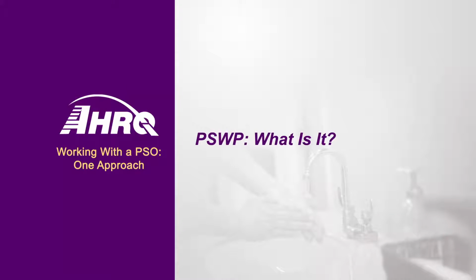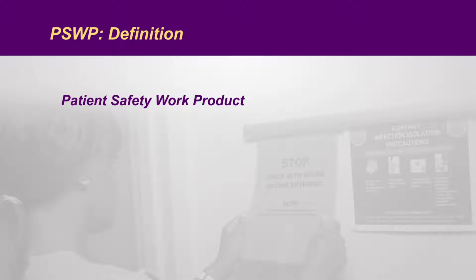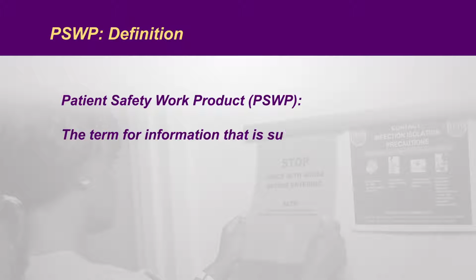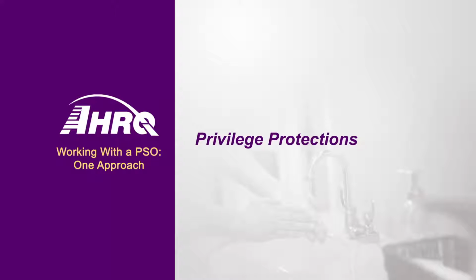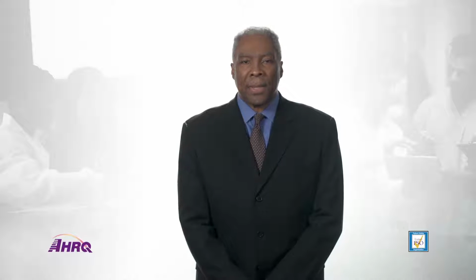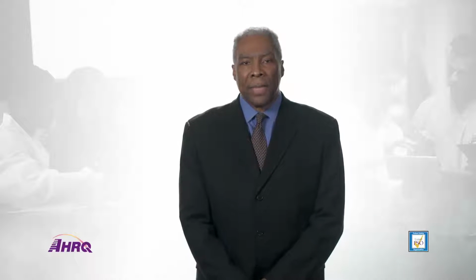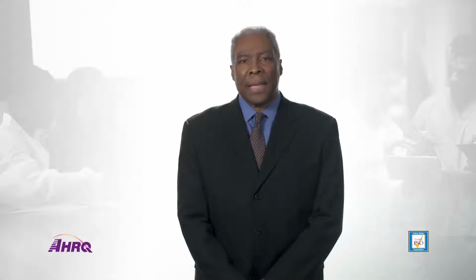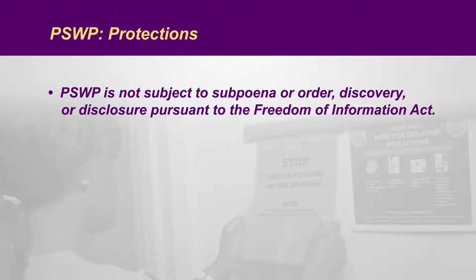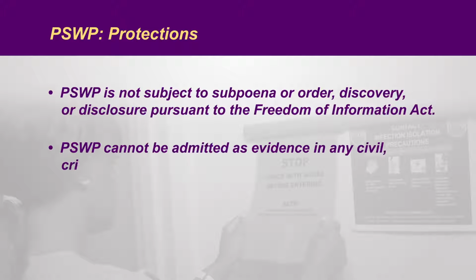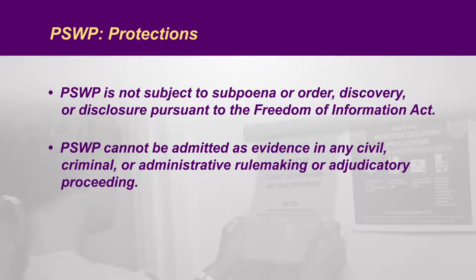PSWP, what is it? Patient Safety Work Product, PSWP, is the term for information that is subject to the confidentiality and privilege protections of the Patient Safety Act and Rule. Privilege protections. Privilege protections limit the use of PSWP in judicial and administrative proceedings in U.S. jurisdictions. These protections mean that PSWP is not subject to subpoena or order, discovery, or disclosure pursuant to the Freedom of Information Act. PSWP cannot be admitted as evidence in any civil, criminal, or administrative rulemaking or adjudicatory proceeding.